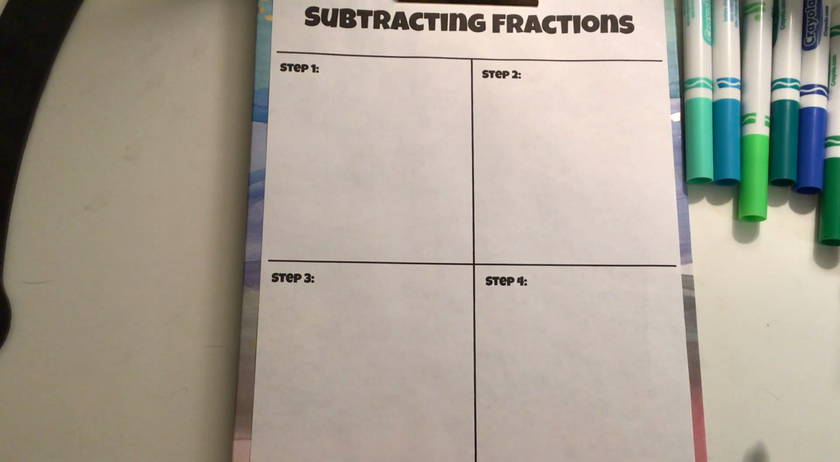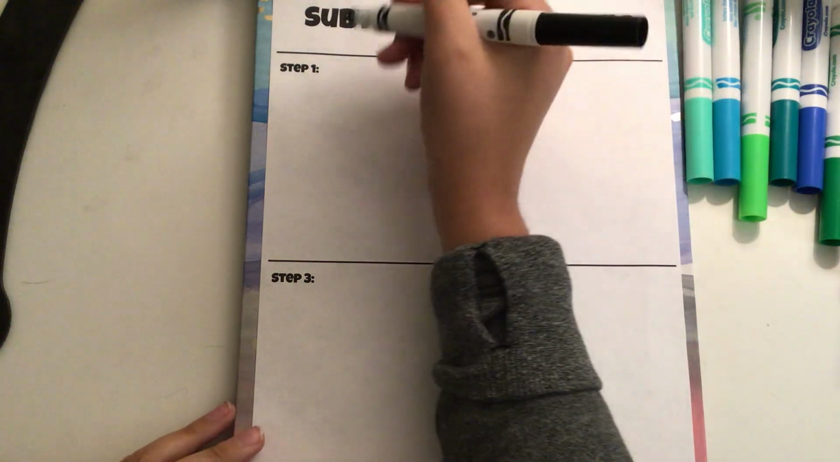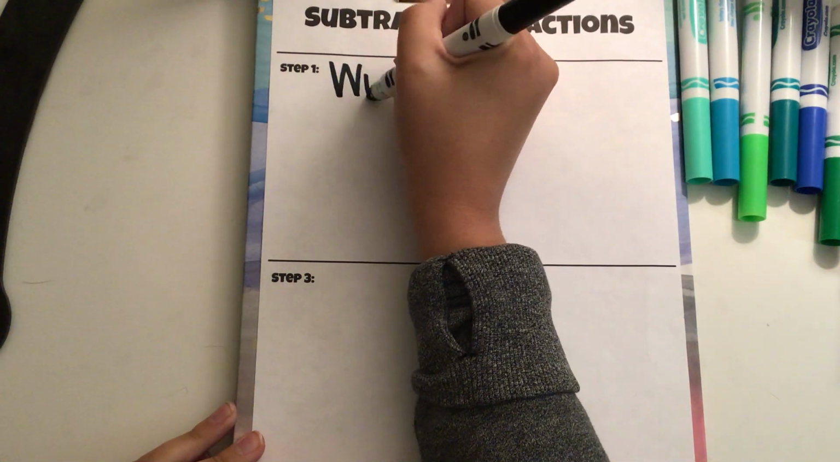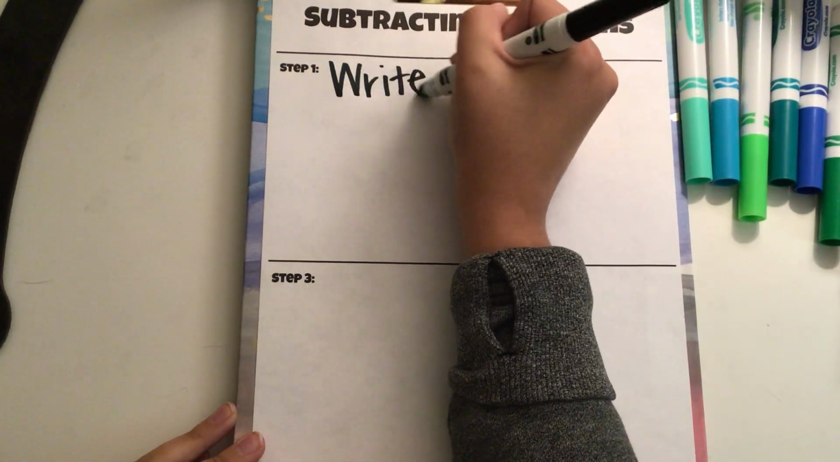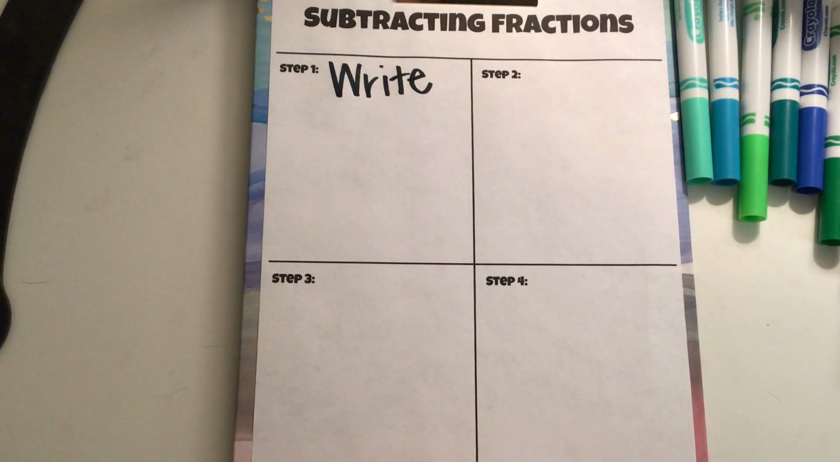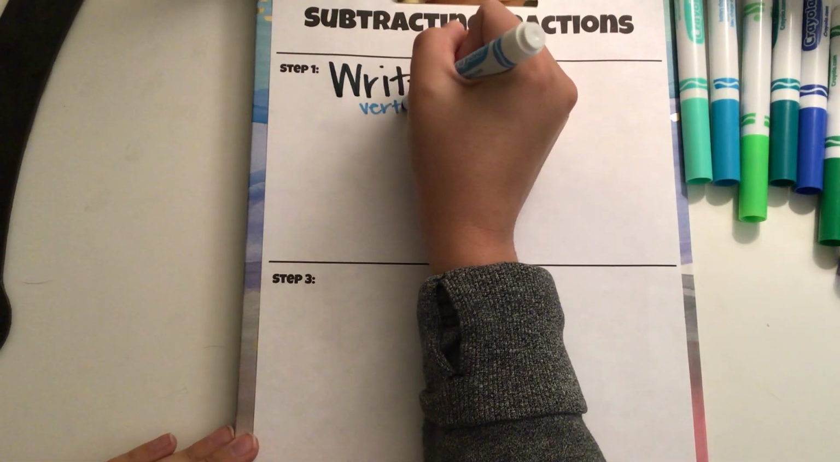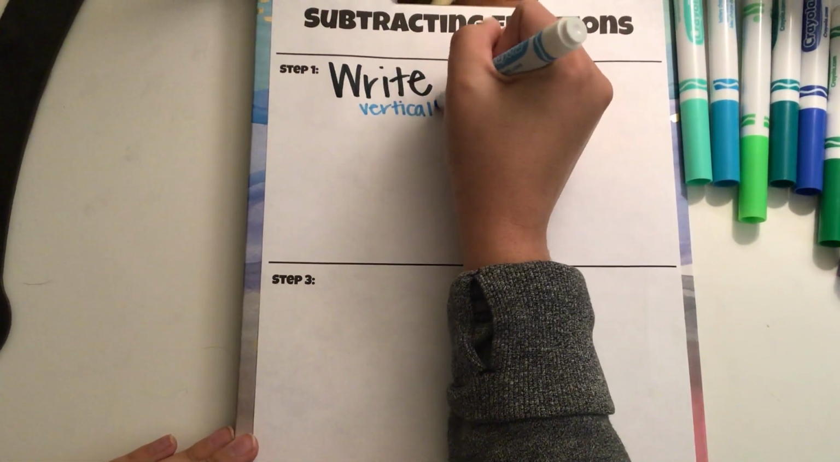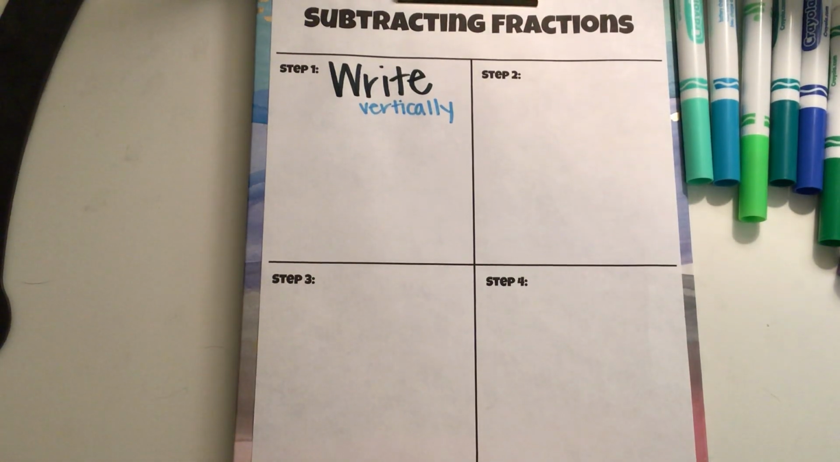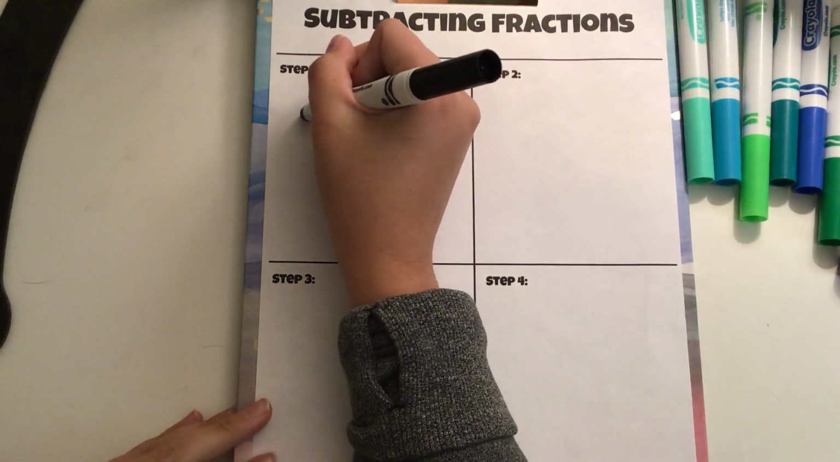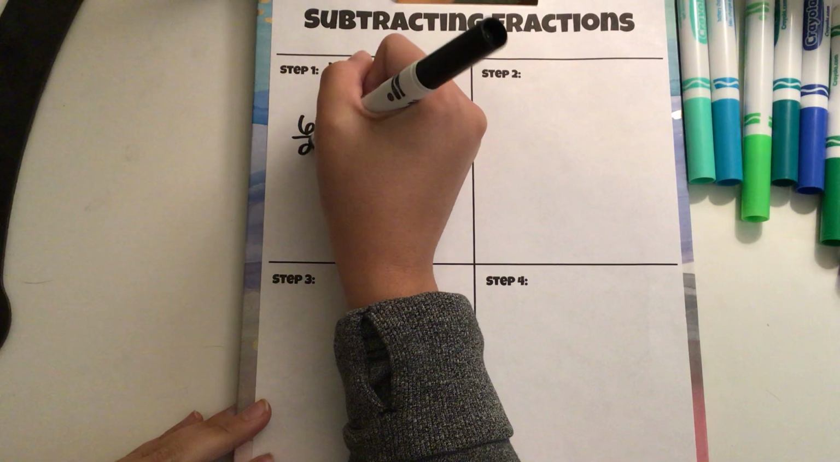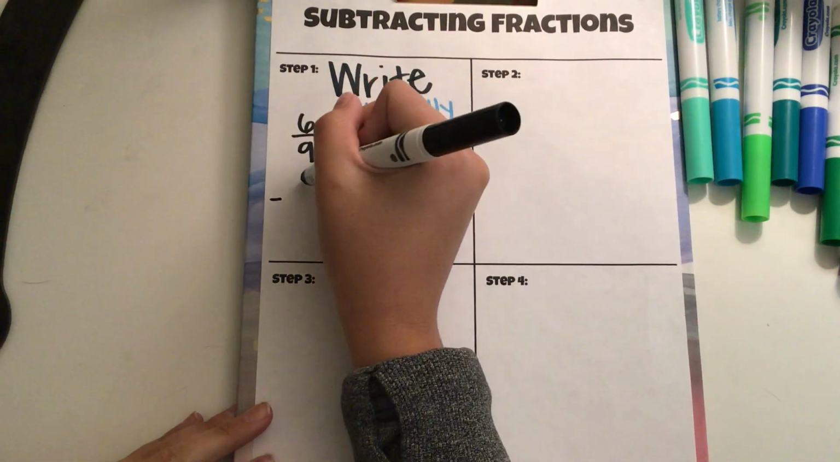So step number 1, if you remember from yesterday, is to write. We are going to write our fraction. And yesterday we even said a few steps later that we should probably say that we're going to write it vertically. And vertically, it just means that we're going to write it up and down. So the fraction that we are going to be using for our subtracting anchor chart today is we are going to subtract 6/9 minus 2/6.